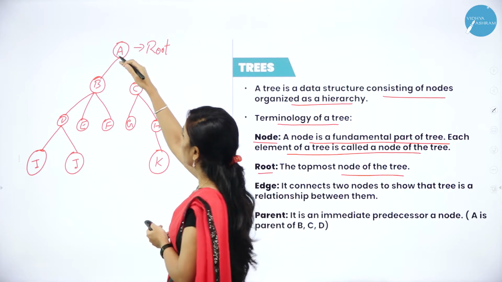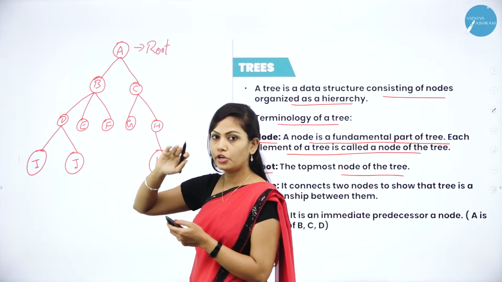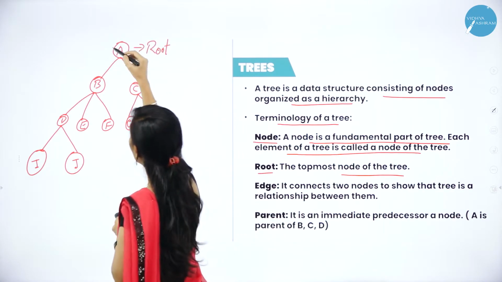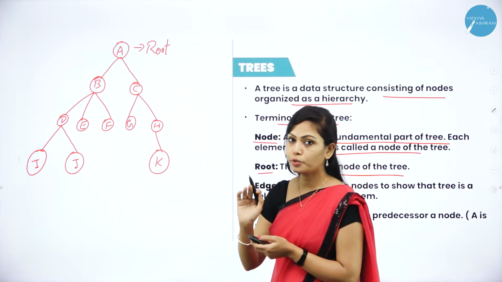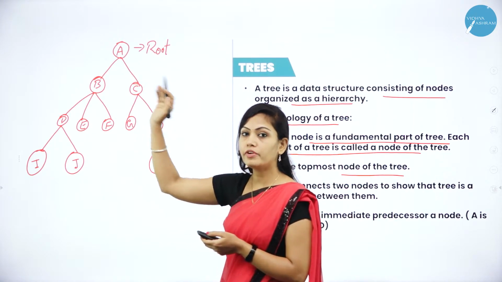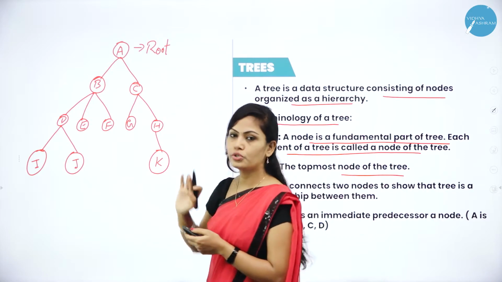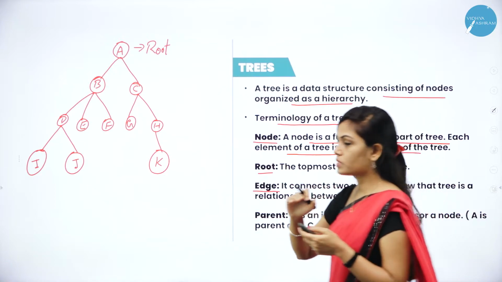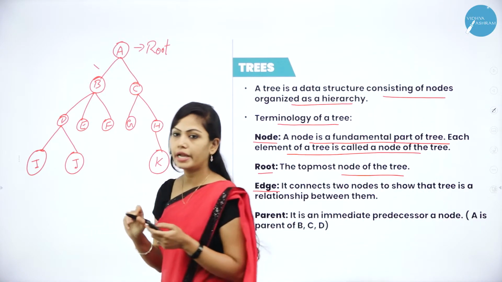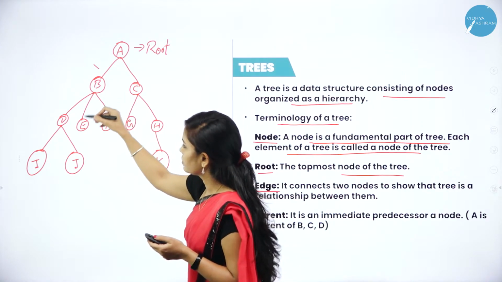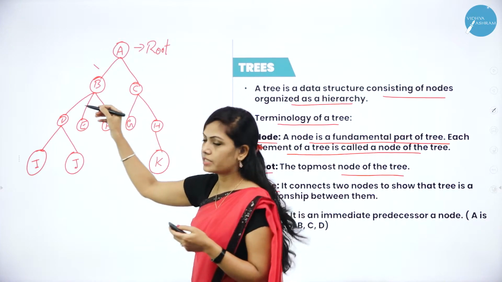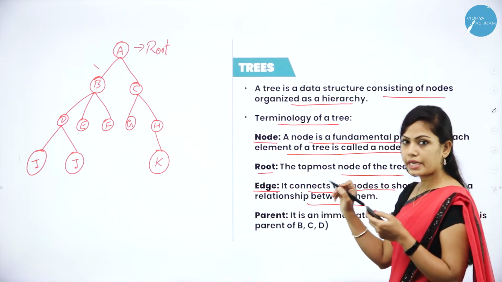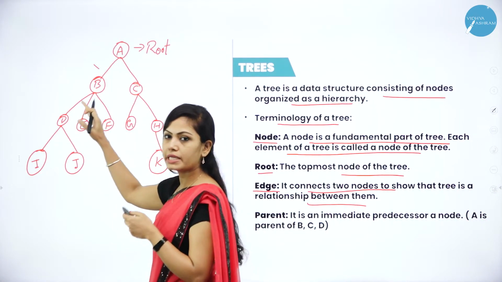The node which does not have any parent is called the root node. Root means the topmost node of the tree, and it does not have any parent node. And next we have edge. What is the meaning of edge? An edge is a link between two nodes. It connects two nodes to show that there is a relationship between them.